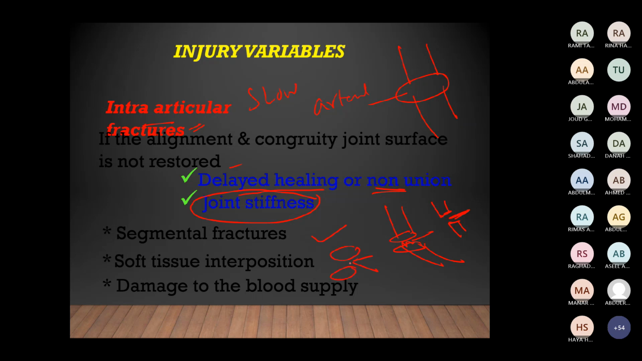Now, this is the joint. When soft tissue is encroaching, that is interposition, healing will be slow. Then there is damage to the blood supply. This will not allow proper hematoma or clot formation. When there is hematoma formation, the blood vessels bring in the inflammatory cells. So damage to the blood supply will cause a decrease in the healing of the fracture.